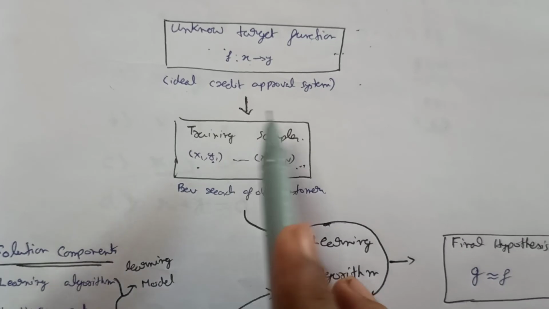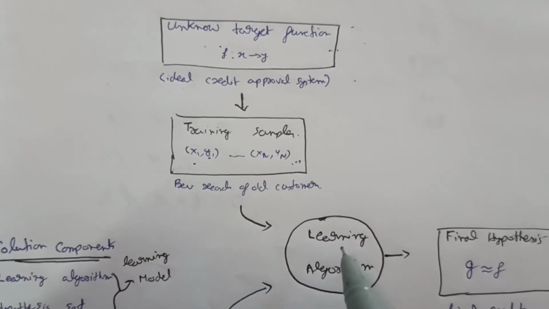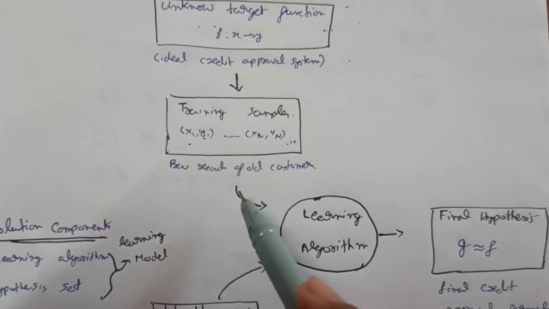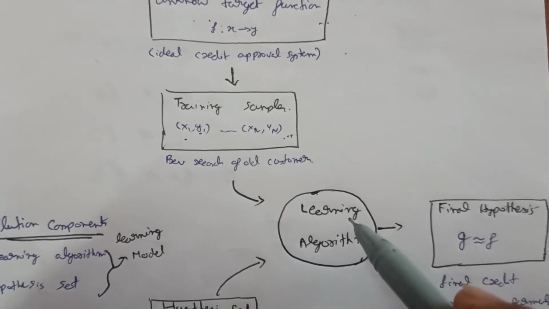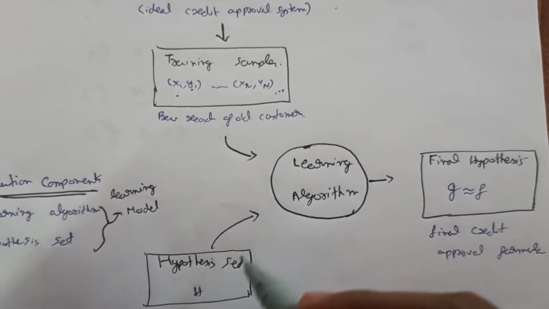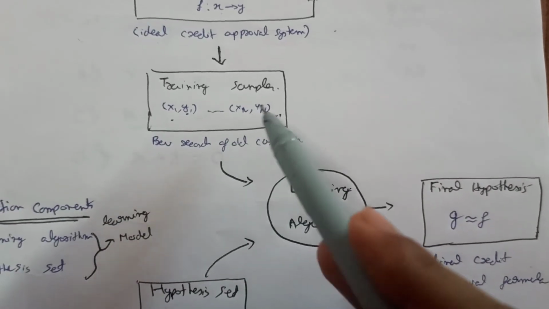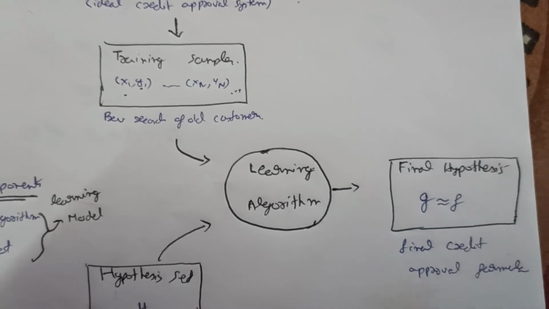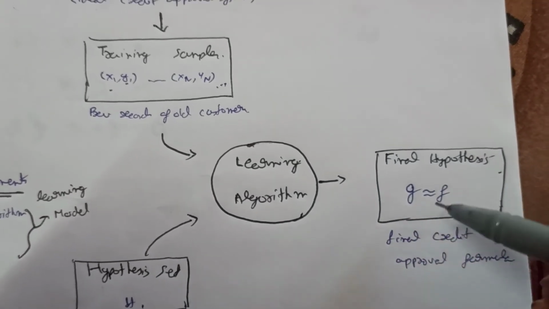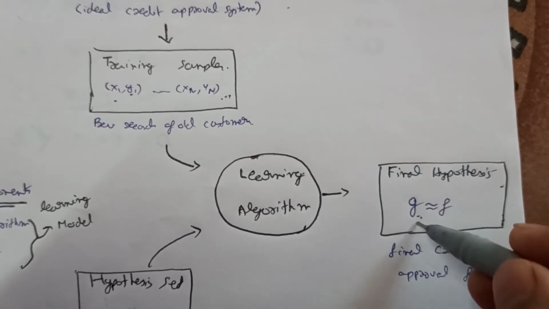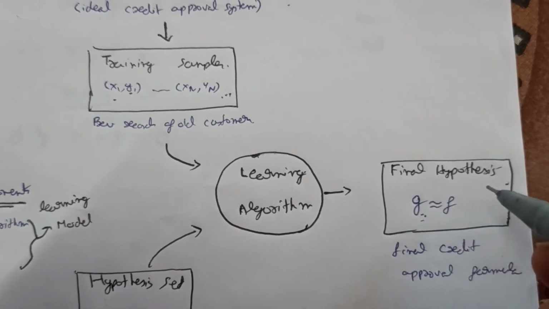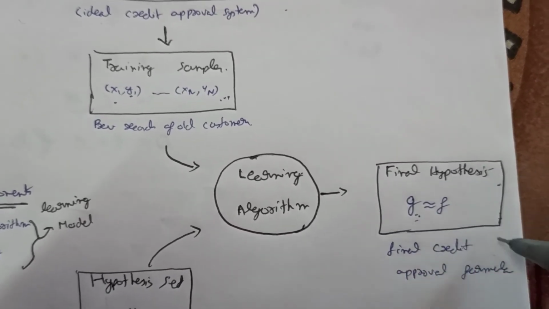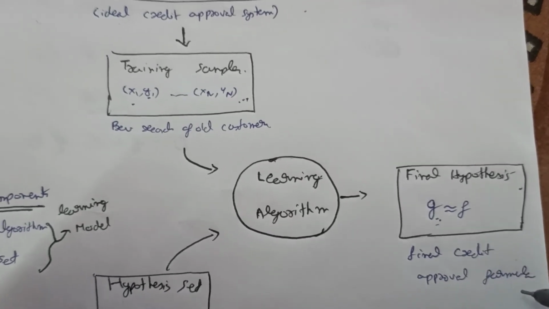So through these training samples we are going to develop a learning algorithm. What else do we have to develop this learning algorithm? We have a hypothesis set H. After using this training sample and hypothesis set through a learning algorithm, we are going to develop a final hypothesis, that is going to be G, and our aim is to make this G as close as possible to F, which is the target function. Okay, so that will be our final credit approval formula.